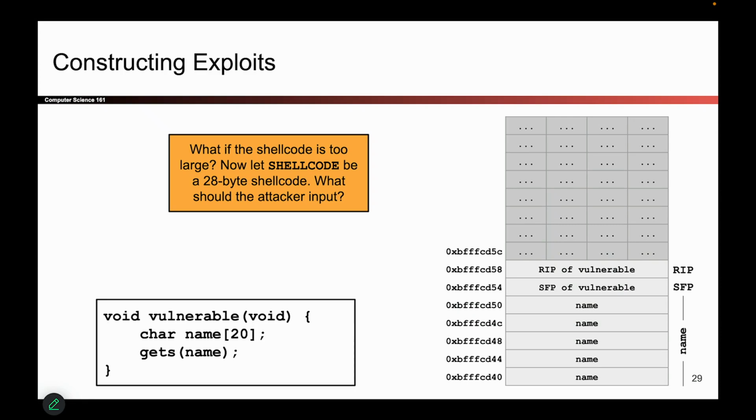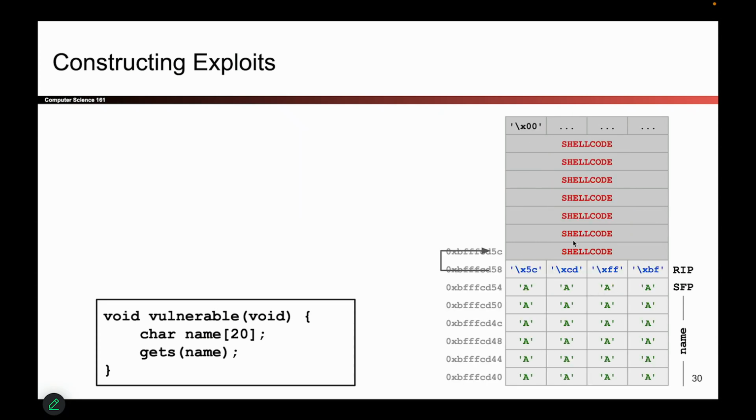Okay, so hopefully you had a little bit of time to think about it. So now I'm going to spoil the answer. So it turns out, remember that gets doesn't have a limit to how much the user can write. As long as the user continues to provide input, gets will happily continue to write to higher and higher addresses on the stack. So the trick here, the realization is, actually, you know what? If the shellcode doesn't fit down here, I'll just put it up here, above the RIP.